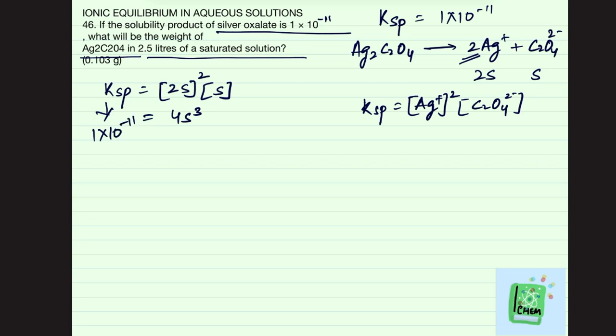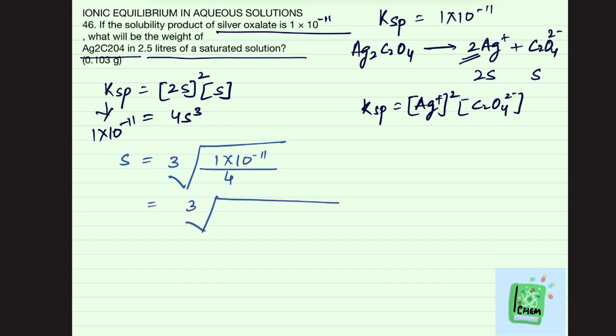Using this value, the solubility will be equal to the cube root of 1 into 10 to the power -11 divided by 4. So this can be written as the cube root of 1 into 10 to the power -9 divided by 4 into 100.